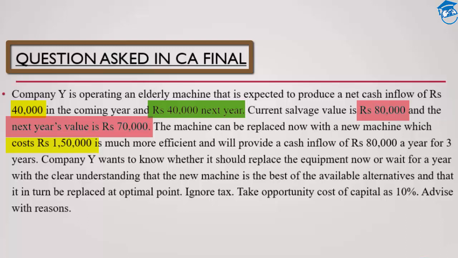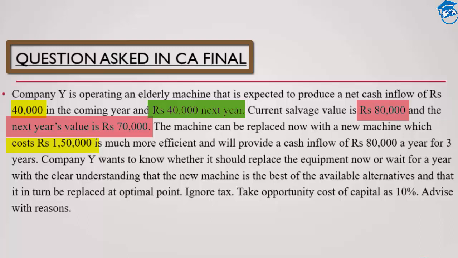The benefit is my incremental cash flow will be rupees 40,000. Why? Because if I would have resorted to my old machine, it would have provided me a cash inflow of 40,000. Now with bringing that new machine into the business, I'll get a cash inflow of 80,000 rupees a year for the next 3 years. So my incremental cash flow will be 80,000 minus 40,000, that is 40,000. Cool.